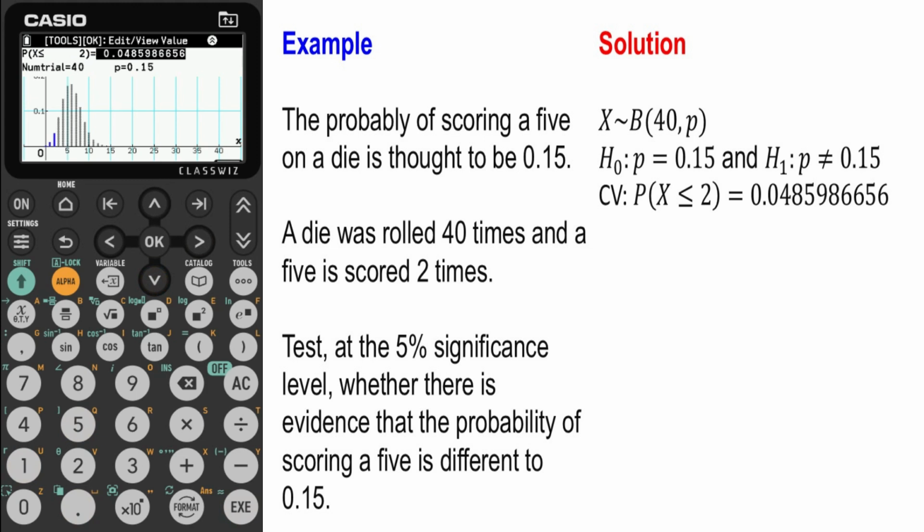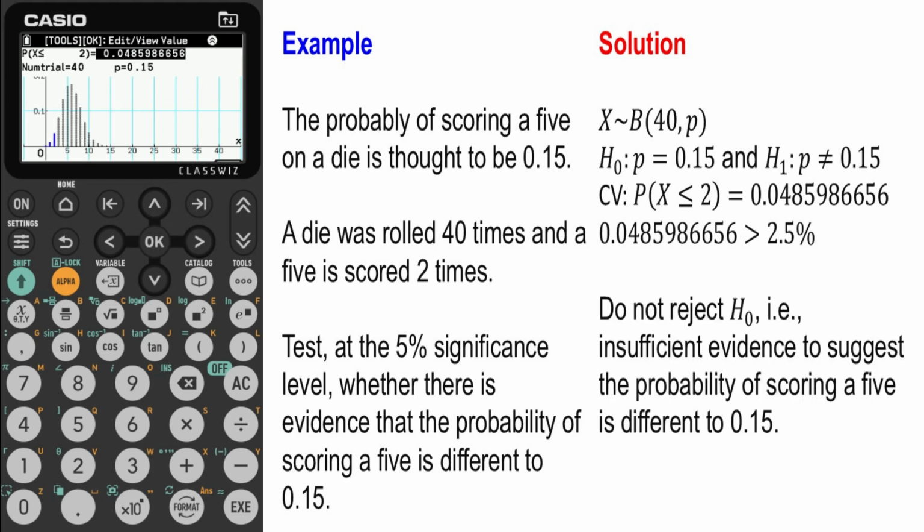Working this out, we find that the probability that X is less than or equal to 2 is equal to 0.0485, etc. Now what we need to do is compare this to 2.5% because we have a two-tailed test. And what we find is this value is greater than 2.5%. Therefore, we do not reject H0. In other words, there is insufficient evidence to suggest the probability of scoring a 5 is different to 0.15.